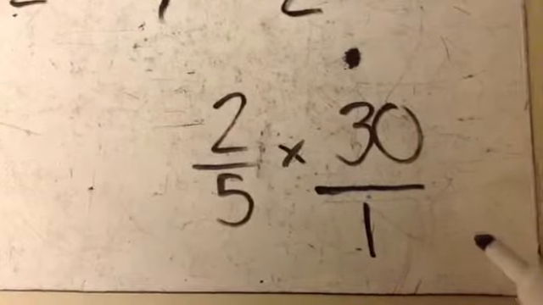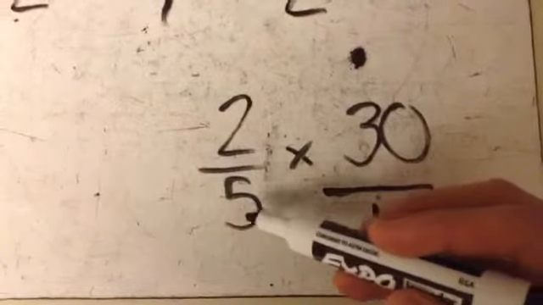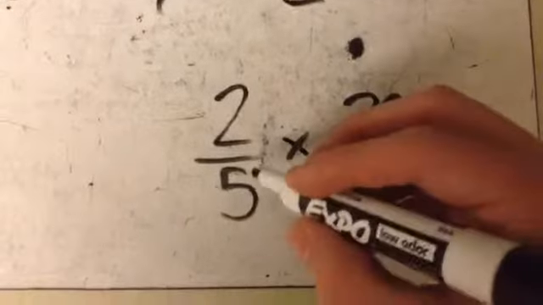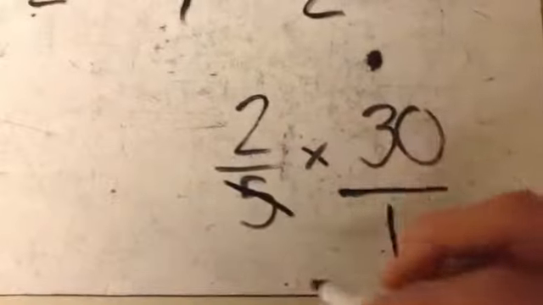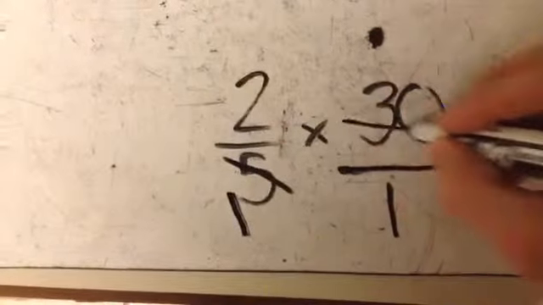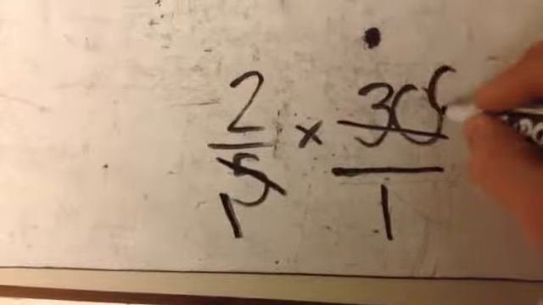The greatest common factor is 5. One thing I tell the students to ask themselves is, can 5 fit into 30? If 5 fits into 30, you know that 5 is the greatest common factor. So you divide both numbers by 5. 5 divided by 5 is 1. 30 divided by 5 is 6.